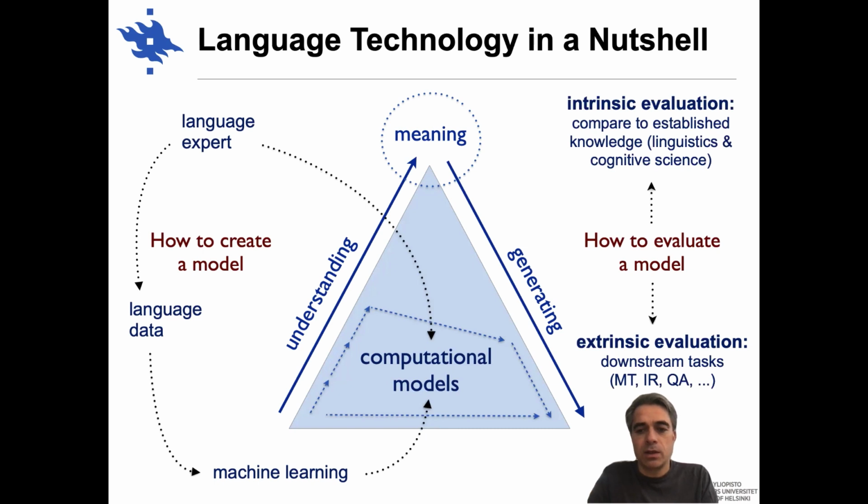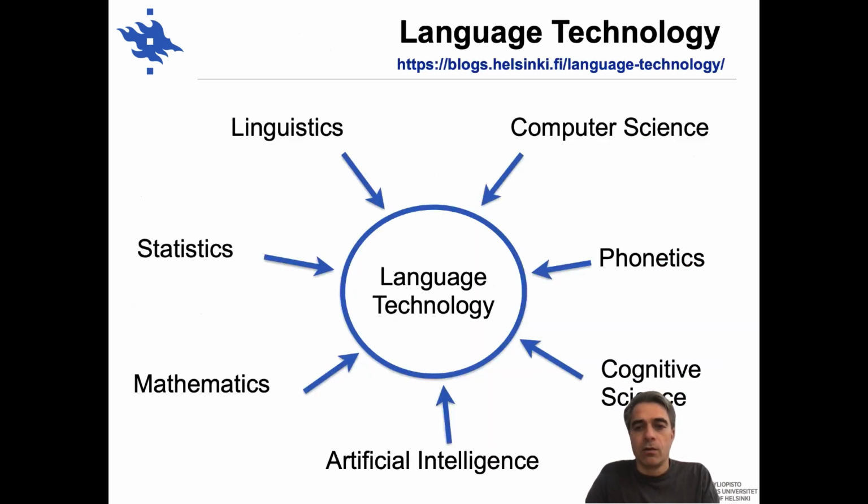Evaluation can be divided into two different approaches: intrinsic evaluation, that looks at the internal structures of the models that are created, and extrinsic evaluation, that measures the success in so-called downstream applications, such as information retrieval, question answering, or machine translation. For all of this, language technology draws on a number of other disciplines, including general linguistics, computer science, cognitive science, and research in general artificial intelligence.